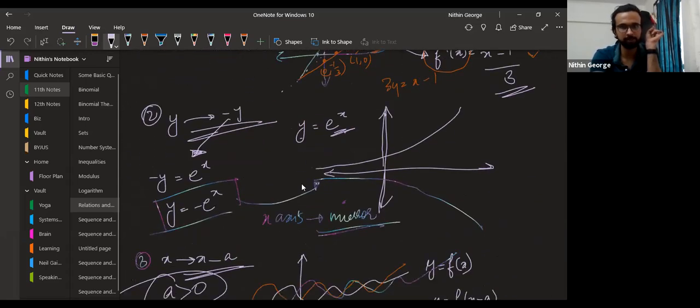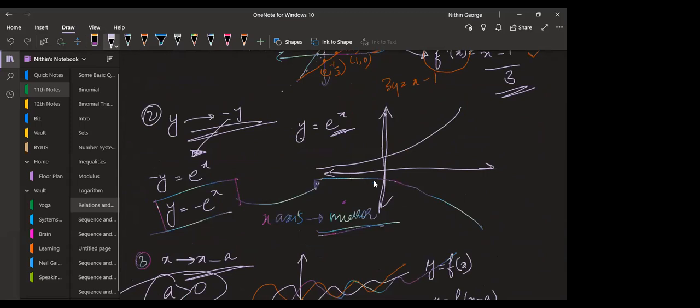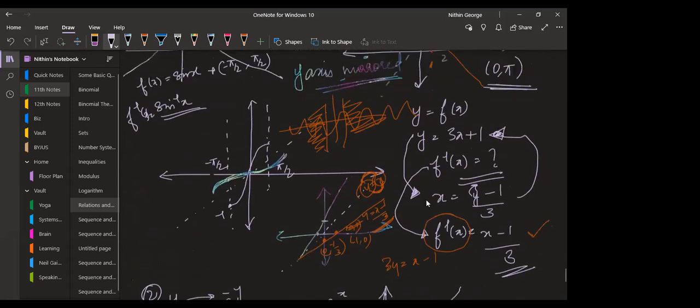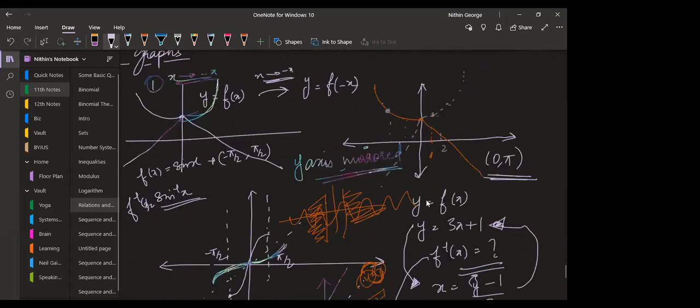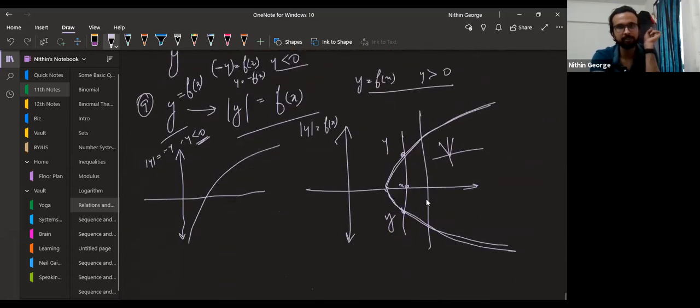This one also, because this is the next graph. I just drew both on the same graph. But here, when I say mod of y equal to f of x, this stops being a function. Did you guys understand why? Yes, sir. Yes, sir.